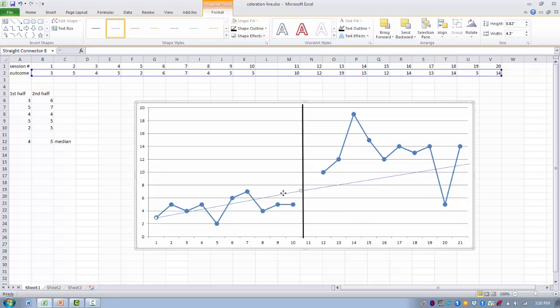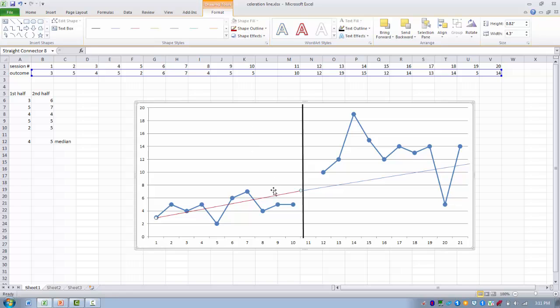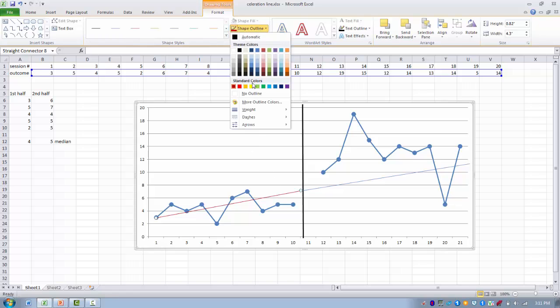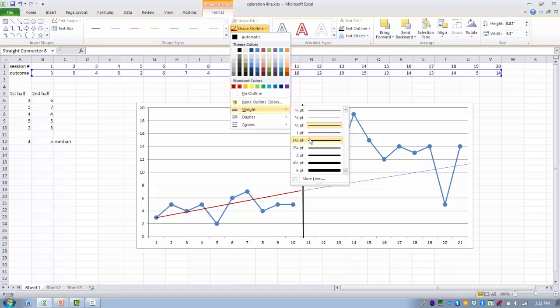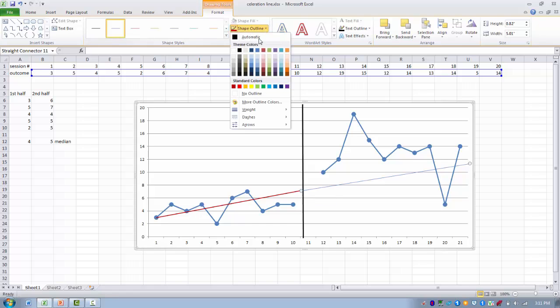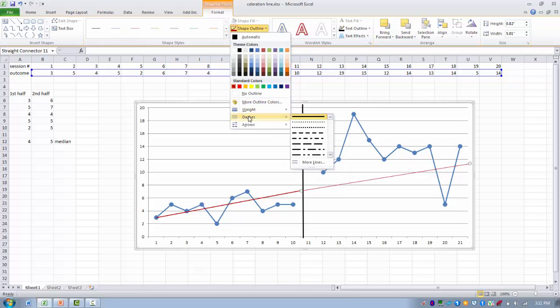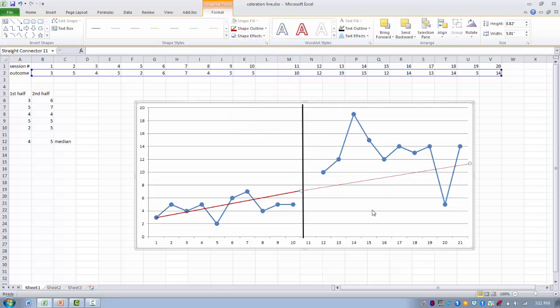Now I can clean this up again a little bit to make it look a little more effective. I'm going to make it red, and a little bit thicker so that I can see it a little better. Okay, so there's my acceleration line, and then as I extend it out to the treatment phase, I'm going to make this one red as well, but a dashed line so that I know that it's not the acceleration line, it's the extension of the split middle line. Okay, so now I have my acceleration line and my split middle line extended out into my treatment phase.